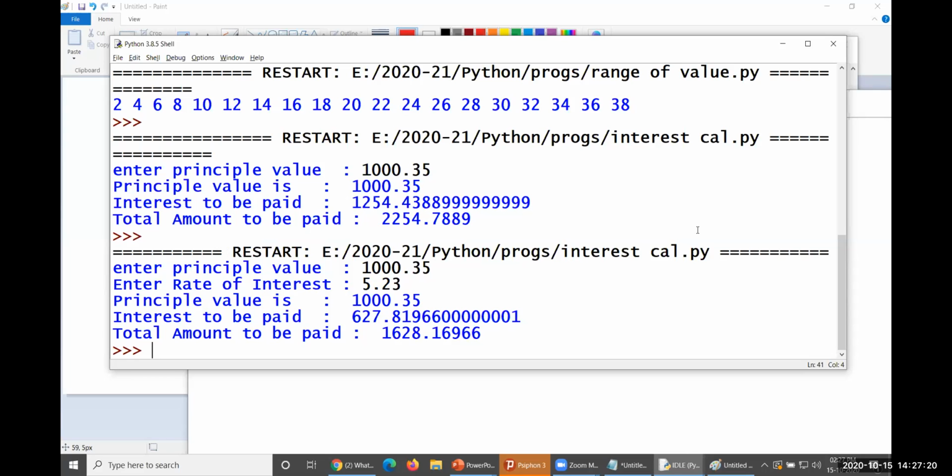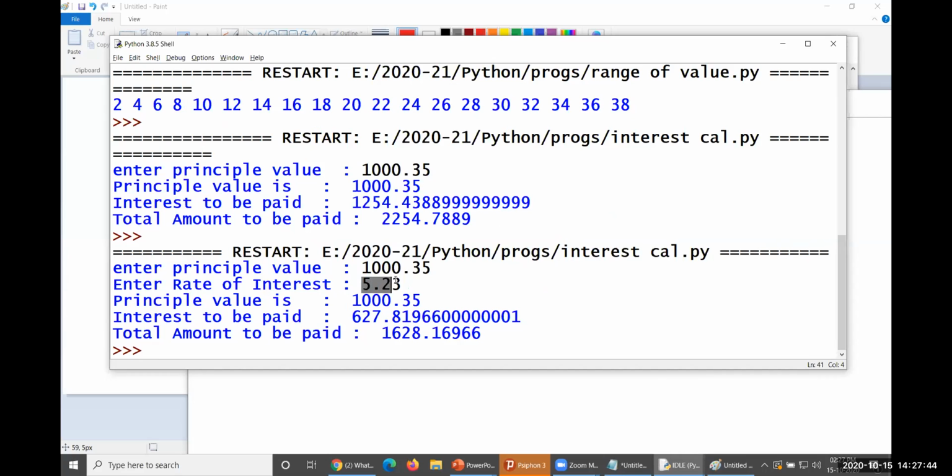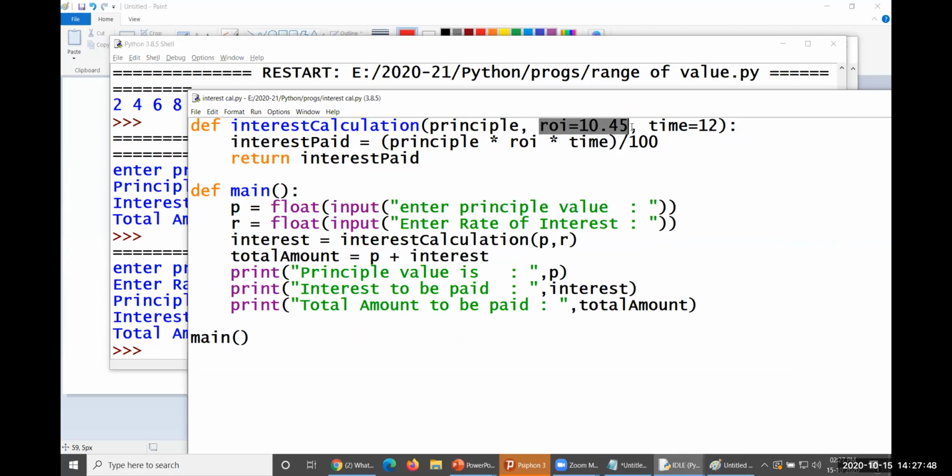Okay, so this is the story. Within this story, the calculation would be taken at 10.45 if you did not supply a value. Now you have submitted your own value. Since you have taken your own value, that value has overwritten the default value. Default value is 10.45, but this value is 5.23, and 5.23 will be overwritten. So that is why the default value is not considered here.